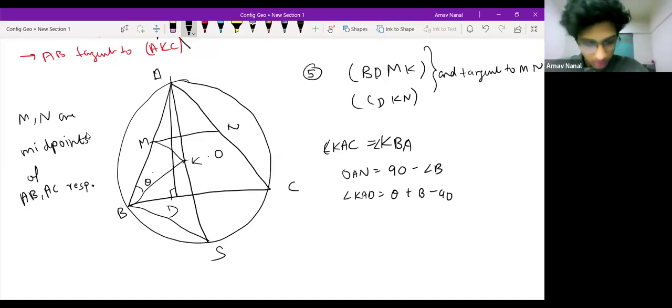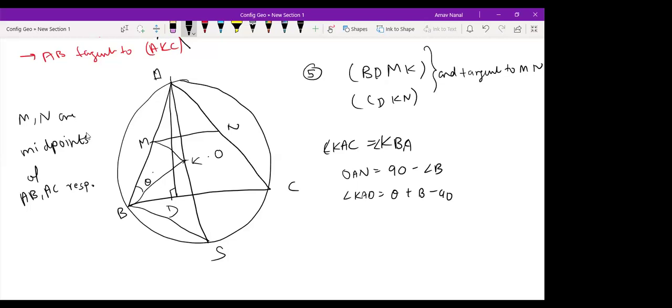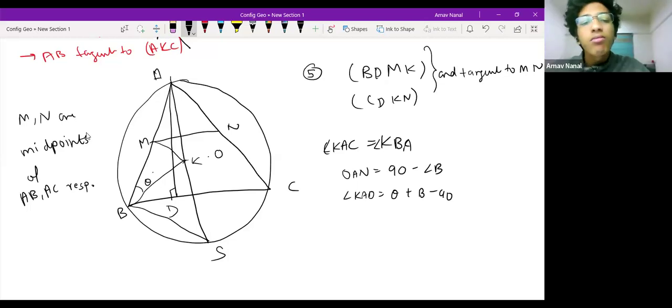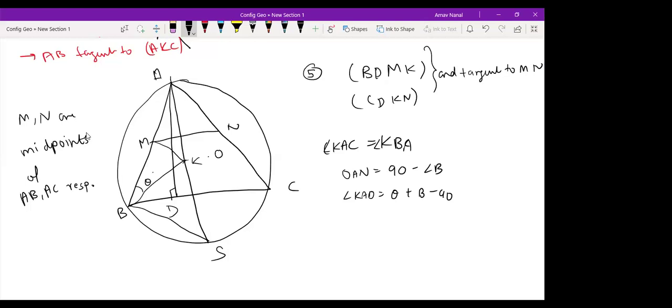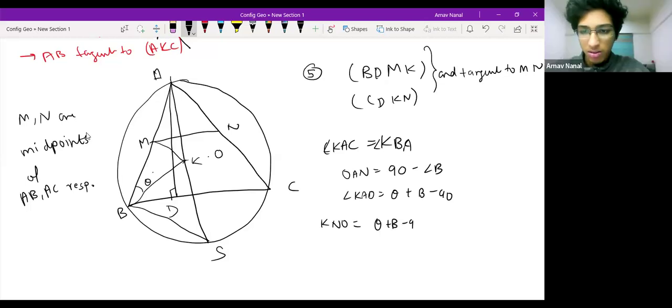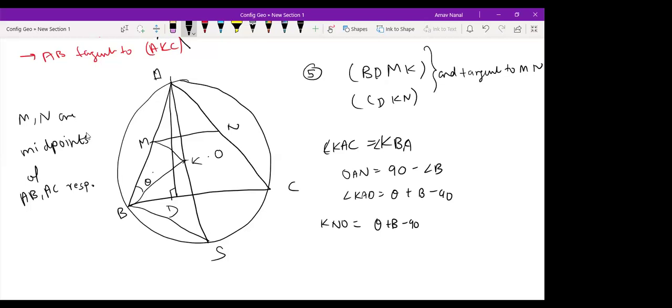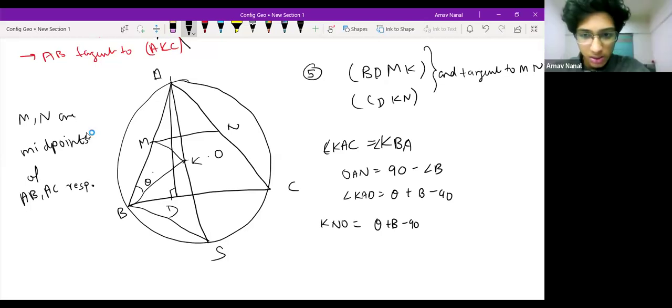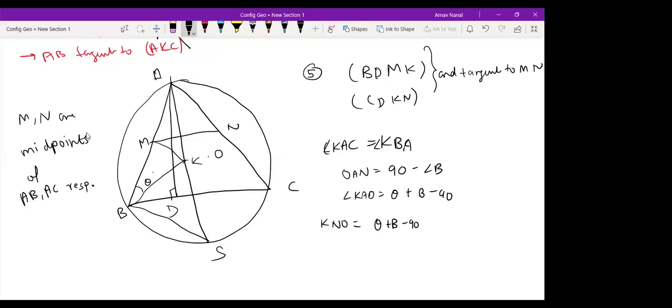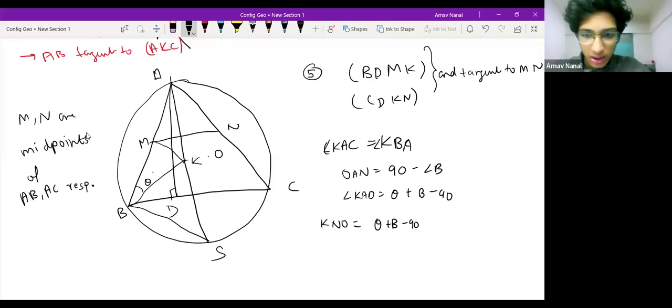Yes, so then we have AMKON is cyclic. So angle KNO is equal to angle KAO, theta plus B minus 90. And then we have angle OMA is equal to 90 degrees, so angle OMB is also 90 degrees. So angle KMB just becomes 180 minus theta minus B.